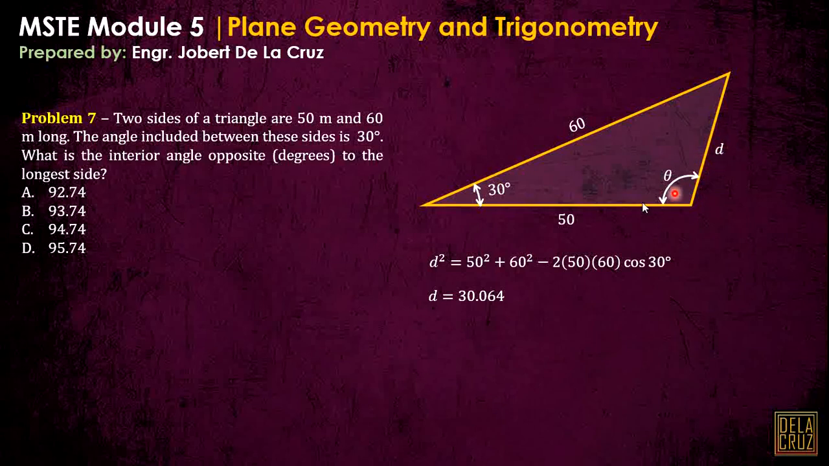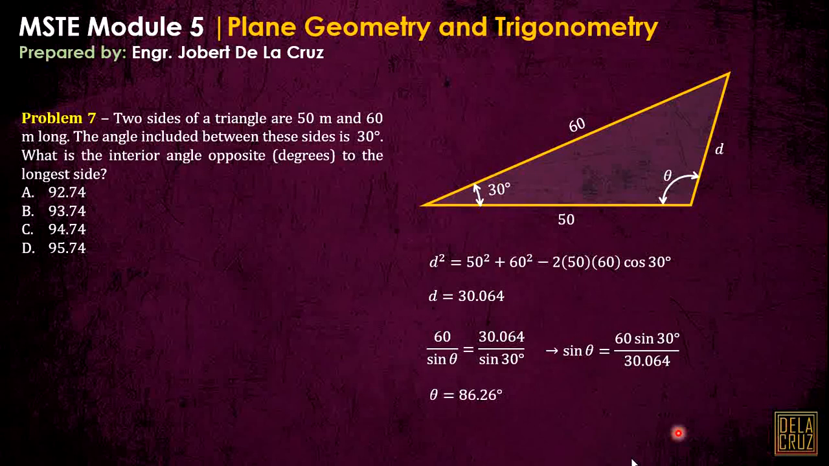Now, after we have those sides, the three sides, we can just use again the cosine law. Or here, let me just show you the sine law, because may mga ambiguous case yung sine law kasi, or in case lang ma-encounter nya. Okay, using sine law, 60 over the sine of this opposite angle theta is equals to D over sine of 30. That one. Okay? Then sine of theta, rearrange that one. It will give us 86.26.